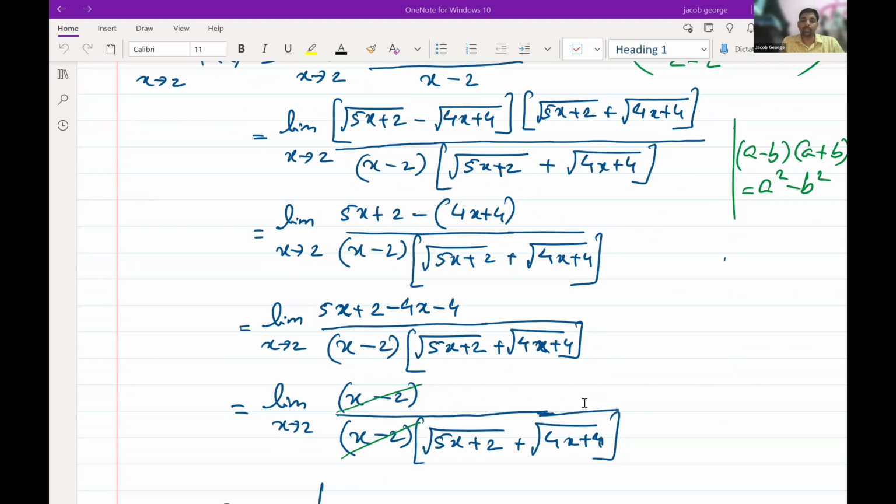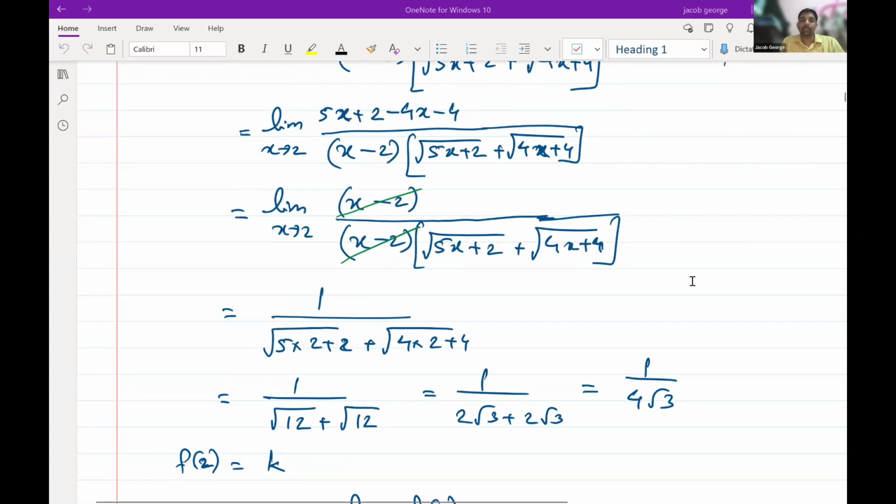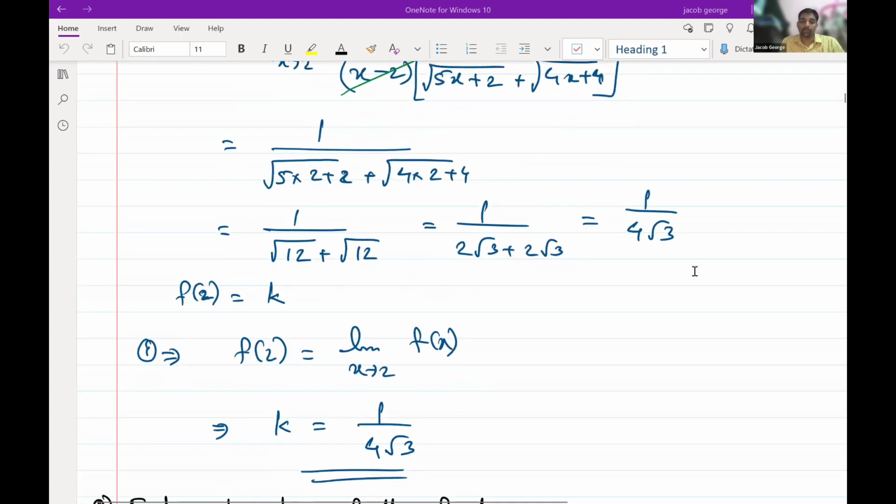Then x minus 2 we can cancel. In the remaining part, we substitute x equal to 2. So we get 1 by root of 5 into 2 plus 2. So the answer is 1 by root 12 plus root 12, or 1 by 4 root 3. f of 2 is also the same, k. So k is equal to 1 by 4 root 3.